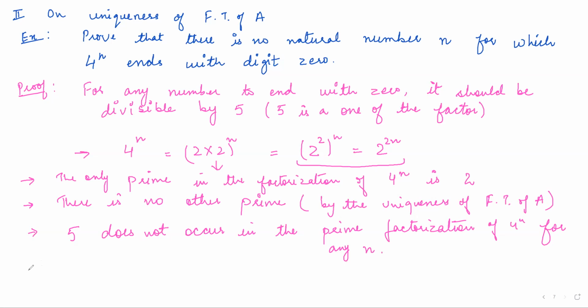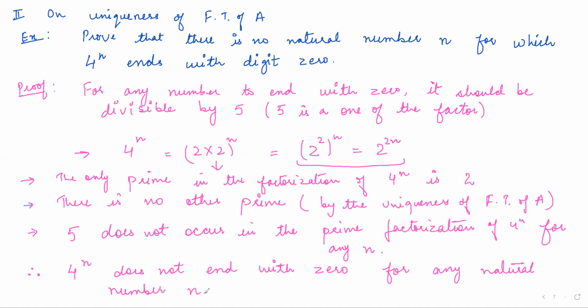Okay, other students. So 5 will never occur. So we will say that 4 to the power n does not end with 0 for any natural number n. Is that clear, all of you? Yes, ma'am. See, this is a simple concept, but you have to explain it. And one of the questions is also given in the NCERT. There is 6 to the power n. So that I'm leaving for you as homework.